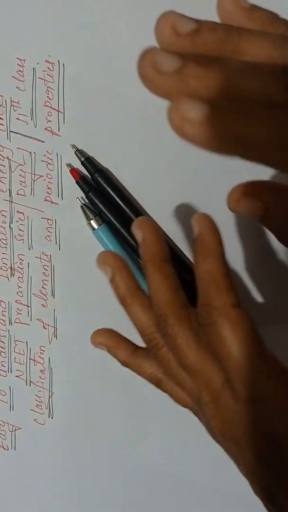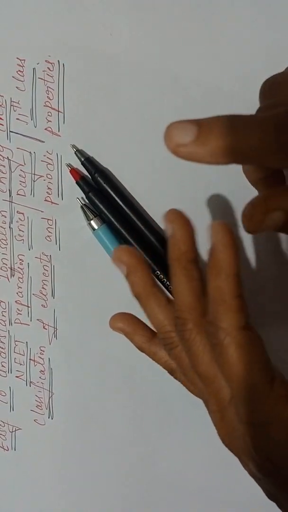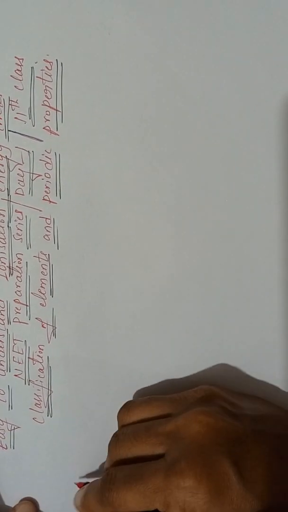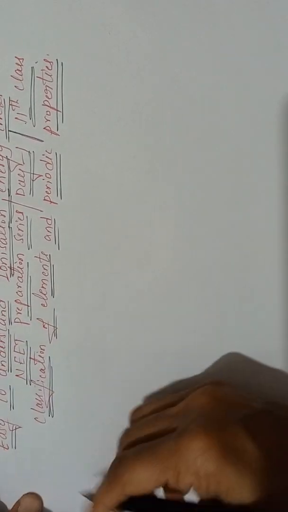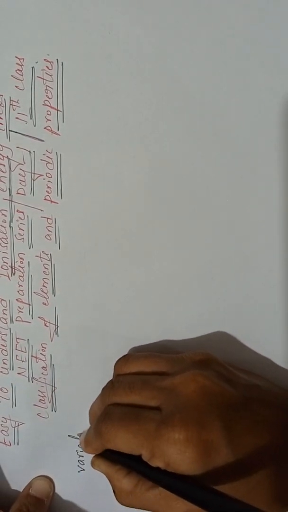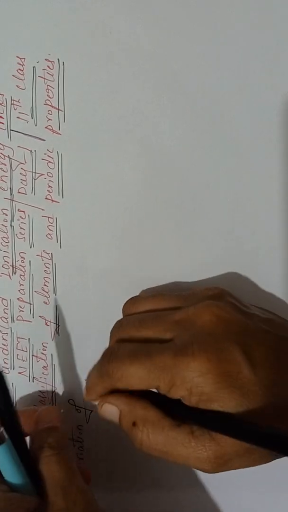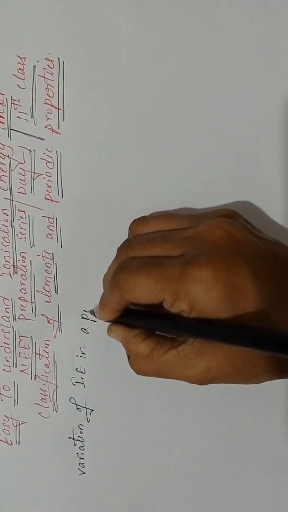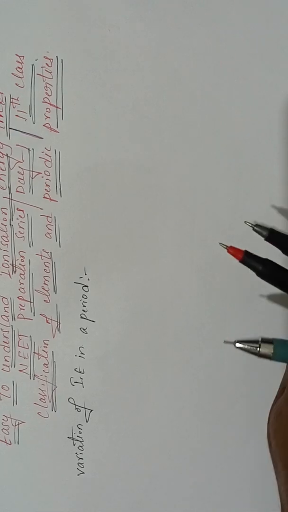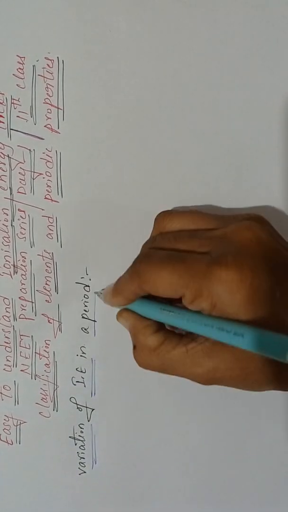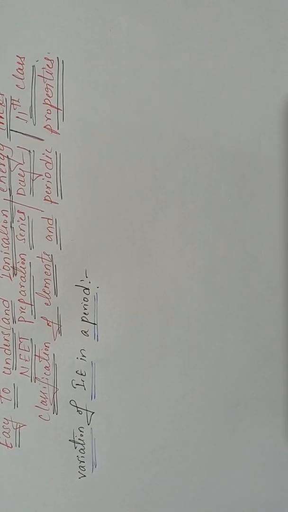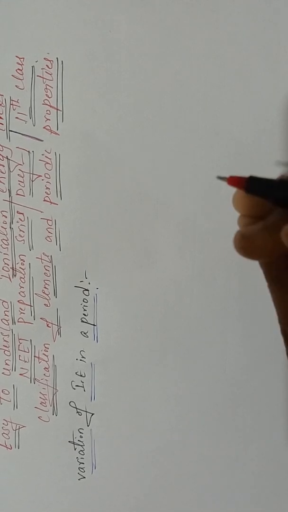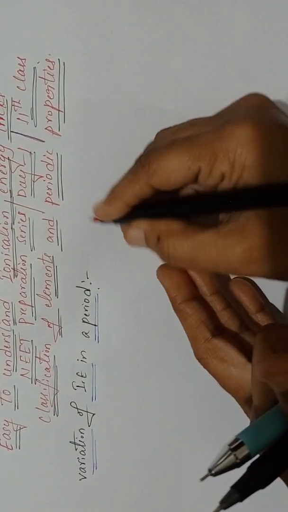Now see students, variation of ionization energy in a period. First, how it changes in a period, I am going to discuss. Variation of ionization energy in a period. So we know that in a period, from left to right, atomic size decreases. Are you clear? Atomic size decreases from left to right, correct?